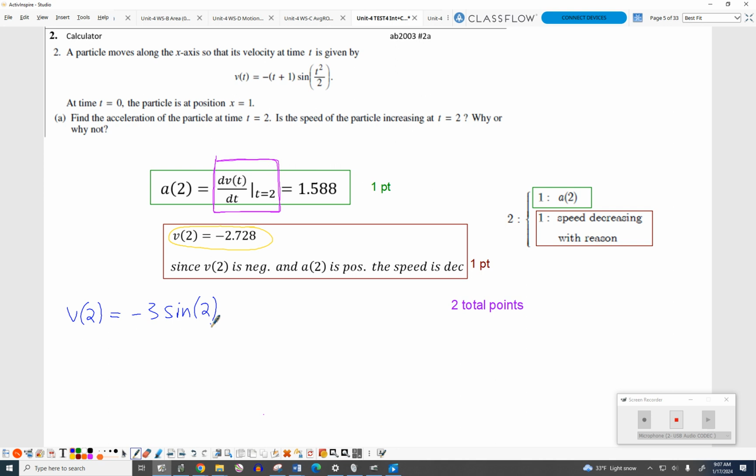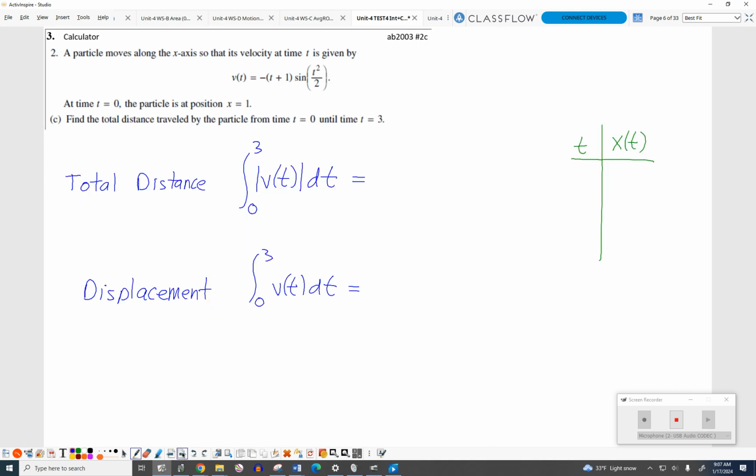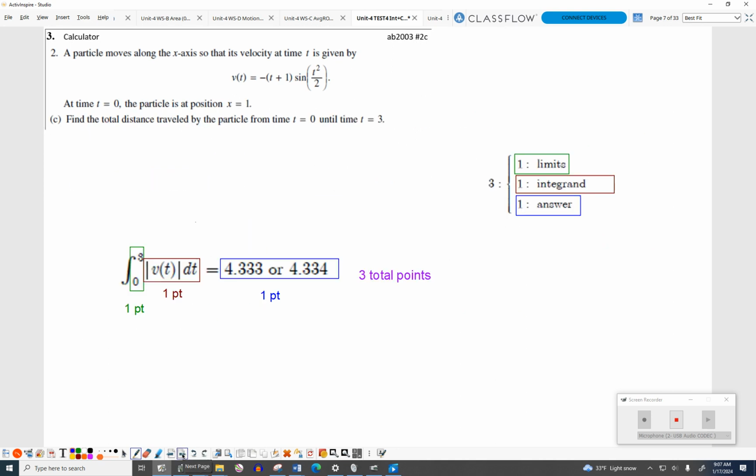Question? Next one. That's all you need. 3 points. Make sure you have the absolute value bars, otherwise you will lose both the red point and the blue point. Question. If I got the answer wrong, but I did everything else right.